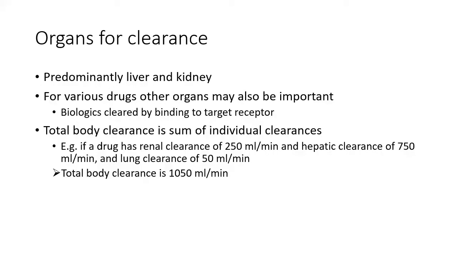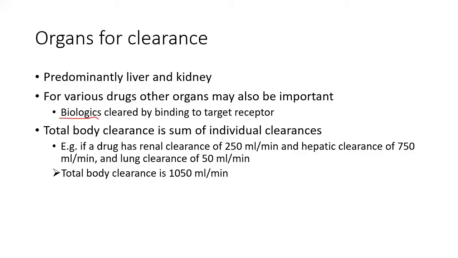So what are the organs for clearance? Well, they're predominantly the liver and the kidney. Now, various other organs may contribute, and particularly this is important for biological drugs because they're cleared by binding to the target receptor. And the total body clearance is the sum of the individual clearances.